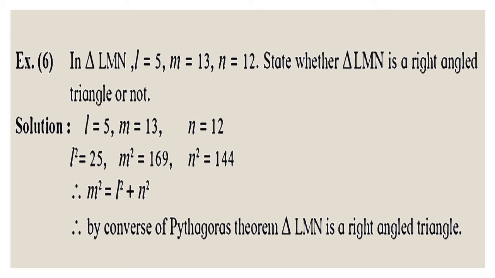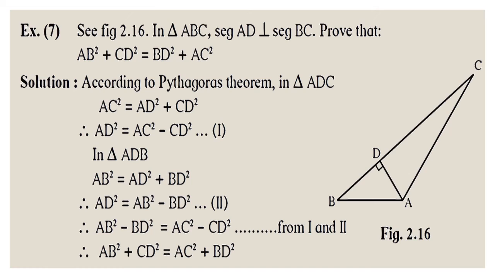Now let's see the next problem. This is example 7. See figure 2.16. In triangle ABC, segment AD is perpendicular to BC. So here AD is perpendicular to BC. Prove that AB square plus CD square is equal to BD square plus AC square.